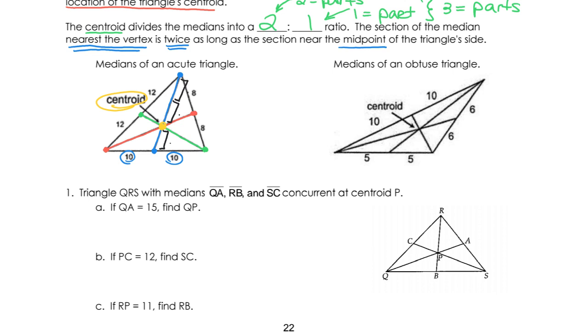So there's 3 equal pieces, but you have to realize 2 of them are grouped in one segment and 1 is separated from them, okay, on the other side of the centroid. And so they get to do all kinds of math with this, and that happens on every single median, okay? All right, so let's go ahead and try an example.